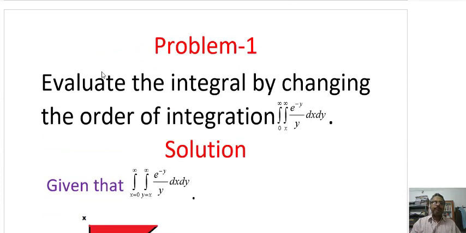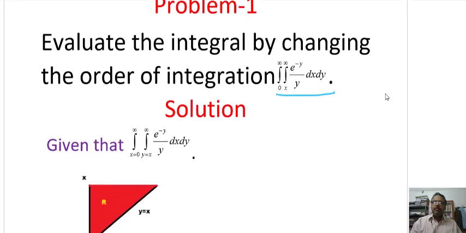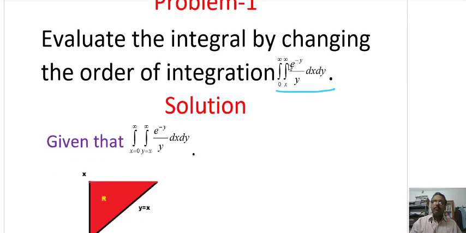First problem. Evaluate the integral by changing the order of integration. Integral 0 to infinity, x to infinity, e power minus y by y dx dy. If you observe this integral, the first limits are in terms of y, that's why this is y. Now the other variable is x. So in this integral, integrate with respect to y, then integrate with respect to x.